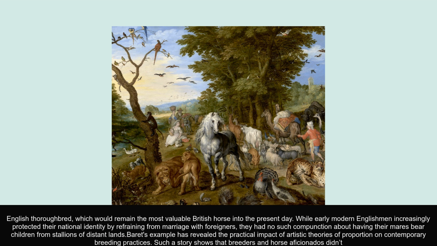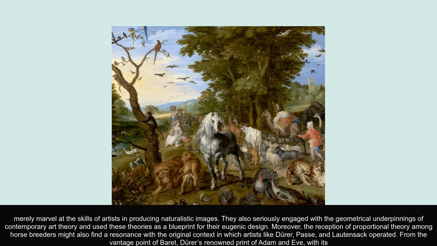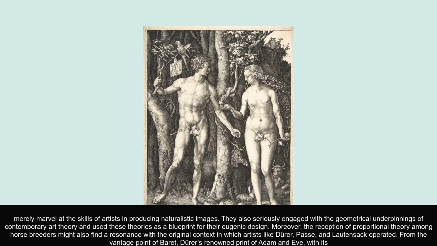Such a story shows that breeders and horse aficionados didn't merely marvel at the skills of artists in producing naturalistic images. They also seriously engaged with the geometrical underpinnings of contemporary art theory and used these theories as a blueprint for their eugenic design. Moreover, the reception of proportional theory among horse breeders might also find a resonance with the original context in which artists like Dürer, Passet, and Leonardo operated.